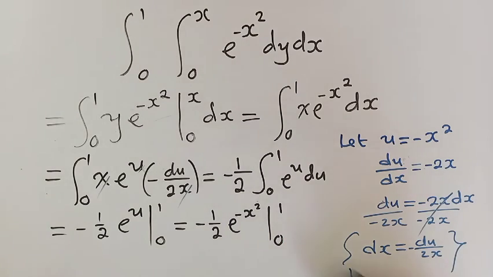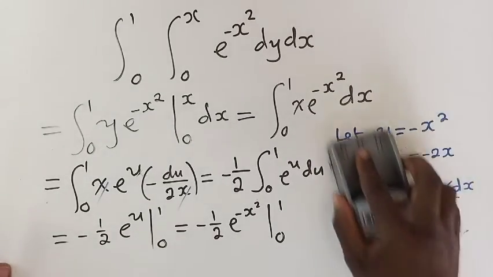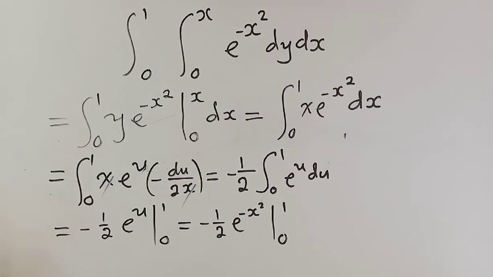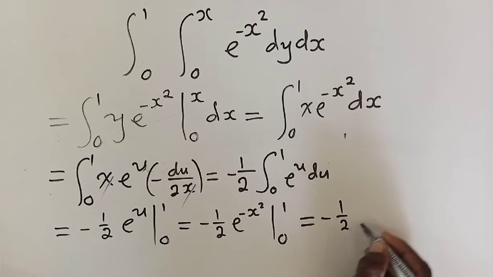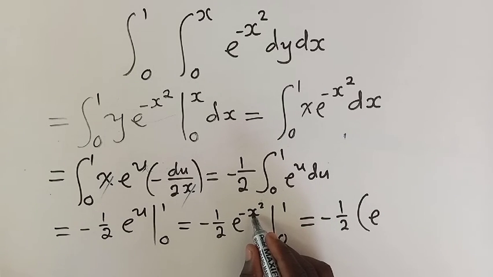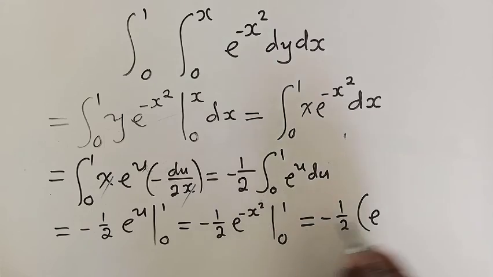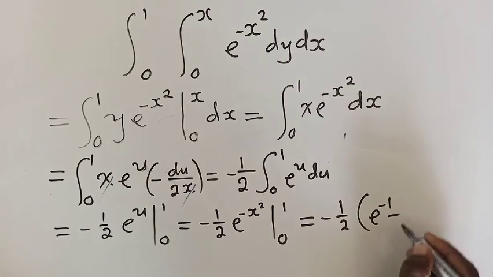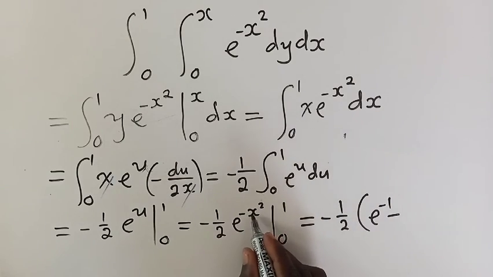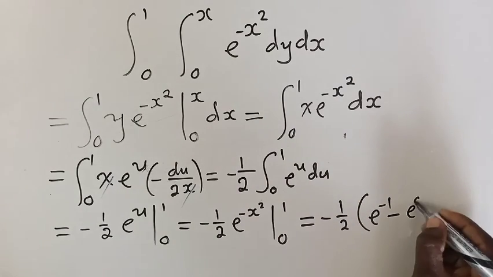So now we can work out things here. We're almost done. We can say negative 1 over 2 e to the power, this one you put the number at x, this one at x, so it will be negative 1 to the power 1, which is just negative 1, minus, you put 0 here, it will just be e to the power 0.